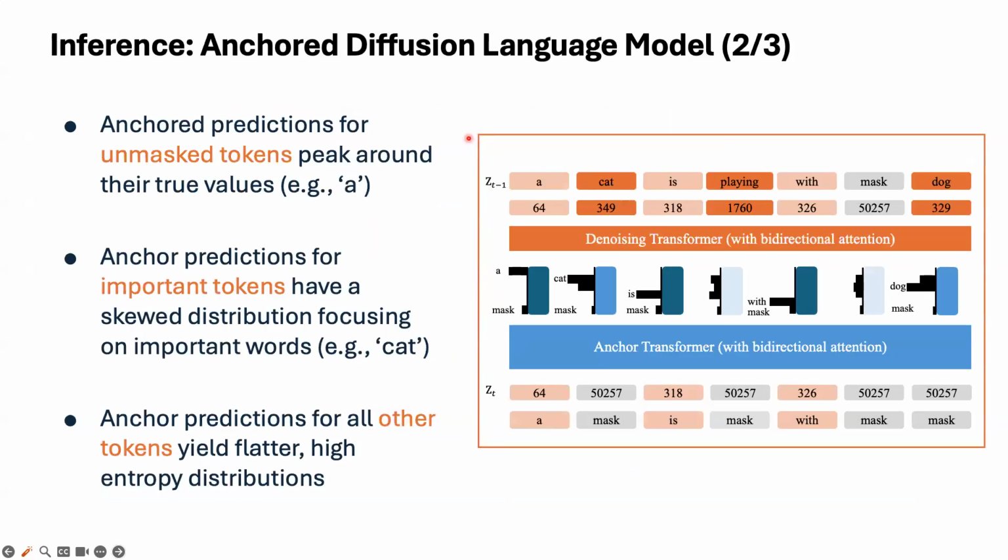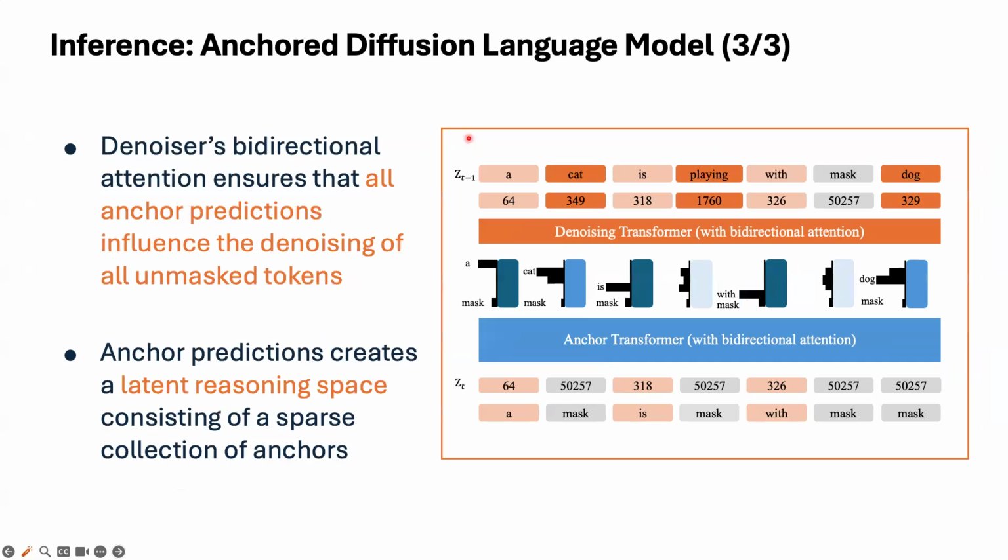So this summarizes what I just talked about, so I'll skip it. The three points: unmasked tokens peak at their true values. Anchor predictions for important tokens have a skewed distribution on the important words. Others are flat, but the denoiser uses all these anchor predictions, whether decoded or not, to do the next step decode. So one way of thinking about it is that anchoring simply creates a latent reasoning space. Despite things not being decoded, this is what I reason with to decode. The question is, how do you train this model?